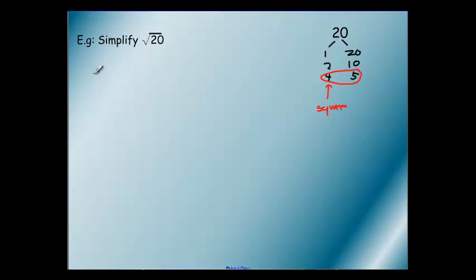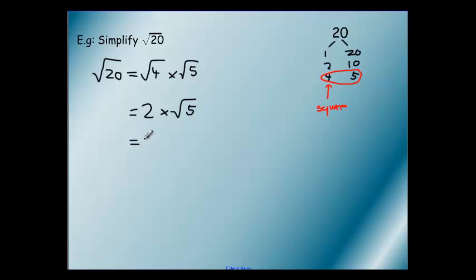So the square root of 20 can be written as the square root of 4 times the square root of 5. So I've split up 20 into 4 times 5, so the square root of 20 is the square root of 4 times the square root of 5. But I can work out what the square root of 4 is. The square root of 4 is 2, and I've still got the square root of 5. And just because I'm feeling lazy, I'll write that without the multiplication sign, 2 root 5.